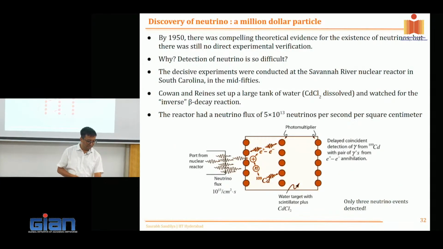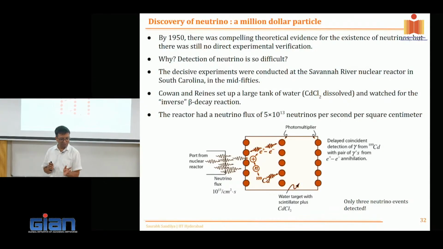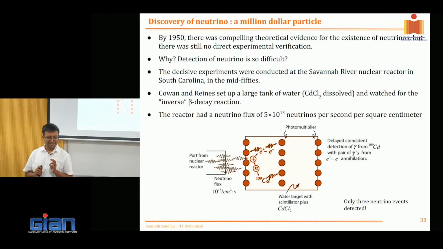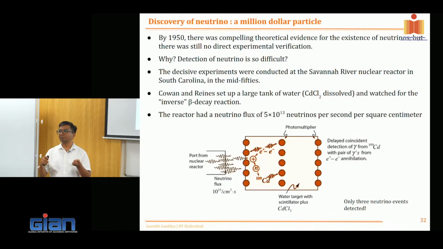It is very nice. One story was told by one of my mentors. It's called the $1 million particle because the entire experiment setup cost $3 million. After running for several years, they detected only 3 neutrino events. So 3 neutrinos at the cost of $3 million. That's why the neutrino is called the $1 million particle.